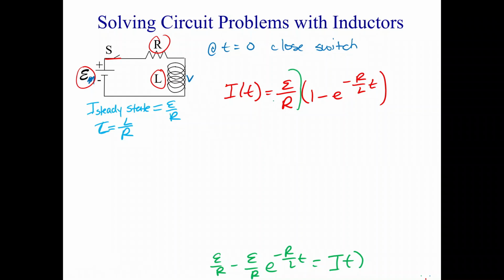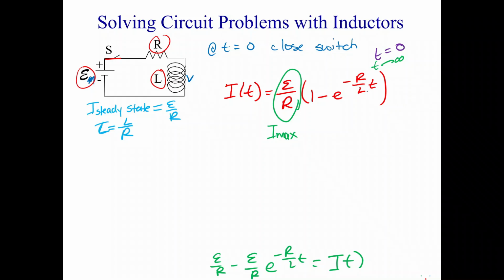So once again, this is I max in front. The reason I know it's I max is if t goes to infinity, e to the negative infinity is 0. So 1 minus 0 is 1, so I of t is just going to be equal to E over R. If I plug in t equals 0, e to the 0 is 1. 1 minus 1 is 0. So I at t equals 0 is 0. So this agrees with all of our assumptions for how the inductors behave.